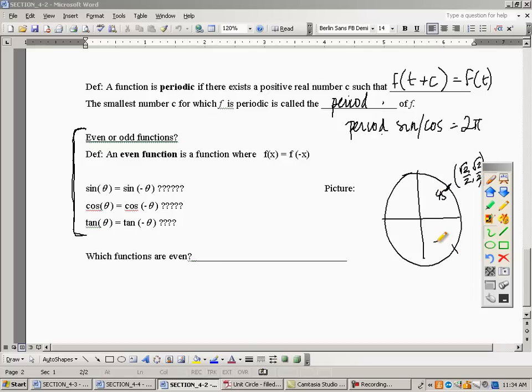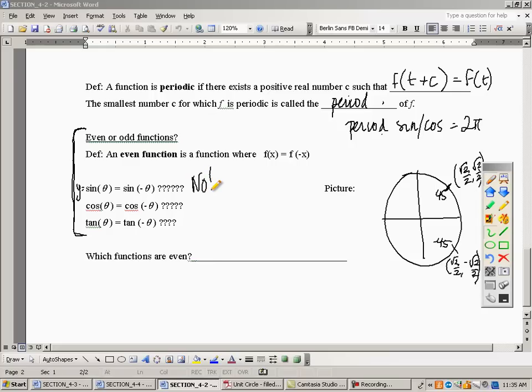So let's also look at negative 45 degrees. This point down here is the square root of 2 over 2, but negative square root of 2 over 2 because my y value goes down. So sine is talking about the y values. So is the y value at a positive 45 the same thing as the y value at a negative 45? The answer is no.